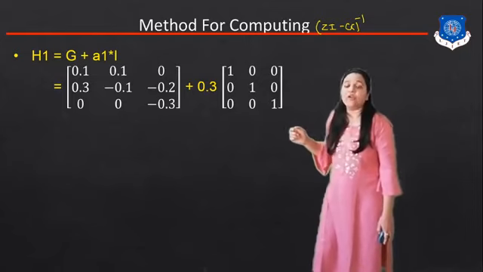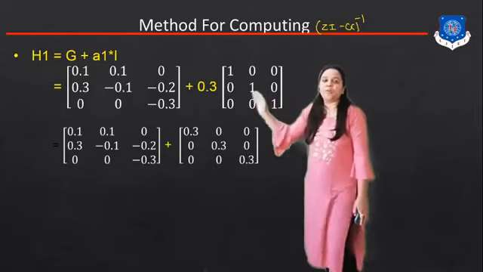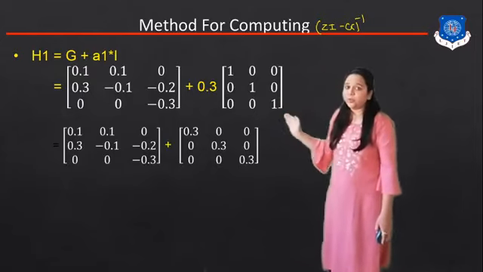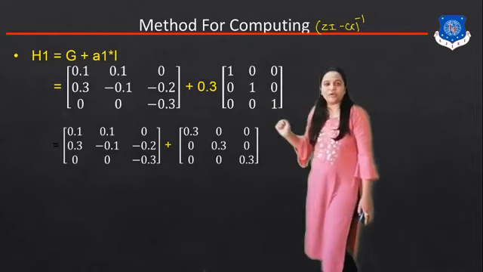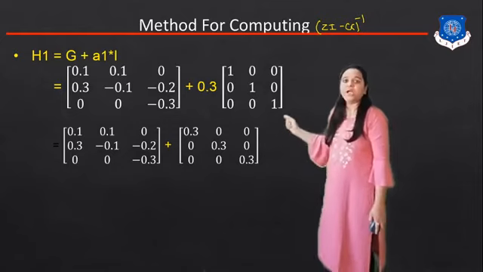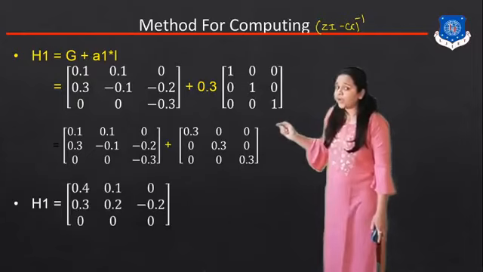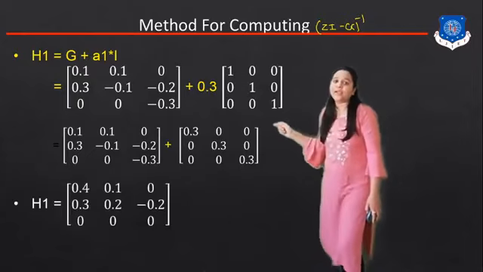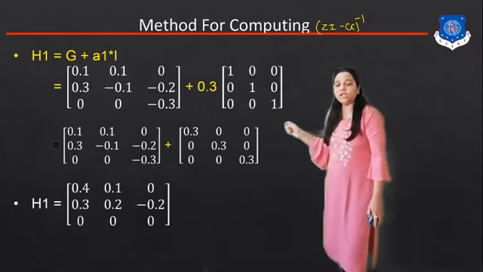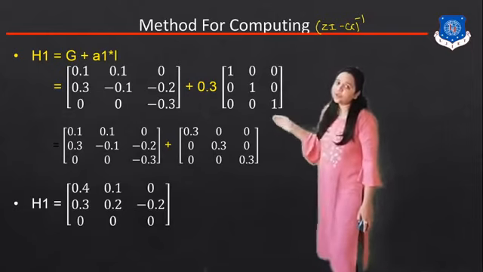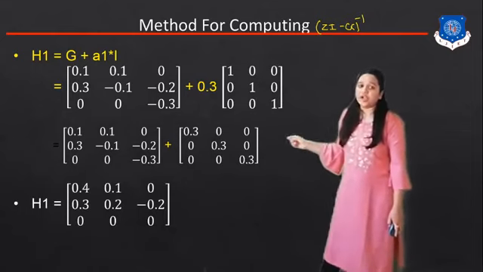And then next we have to add the G matrix. So we get 0.1 plus 0.3 becomes 0.4, 0.1 plus 0 is equal to 0.1, 0 plus 0 is equal to 0, 0.3 plus 0 is equal to 0.3, minus 0.1 plus 0.3 is equal to 0.2, minus 0.2 plus 0 is equal to minus 0.2, 0 plus 0 is 0, 0 plus 0 makes 0, and minus 0.3 plus 0.3 makes 0. So this is our H1 matrix.